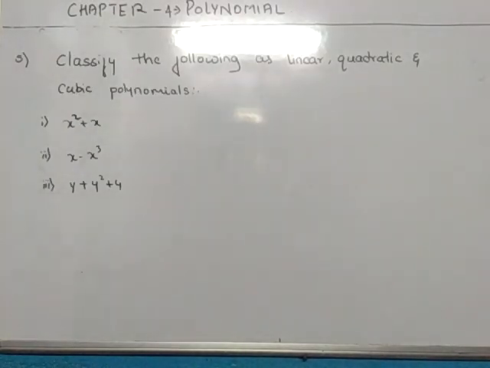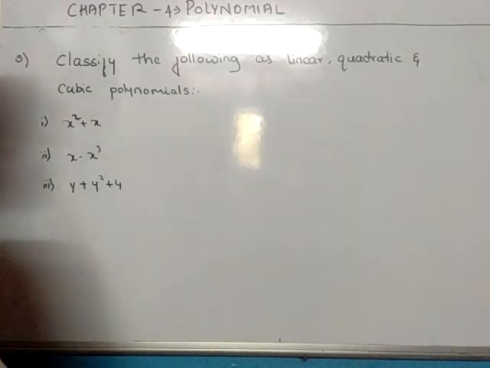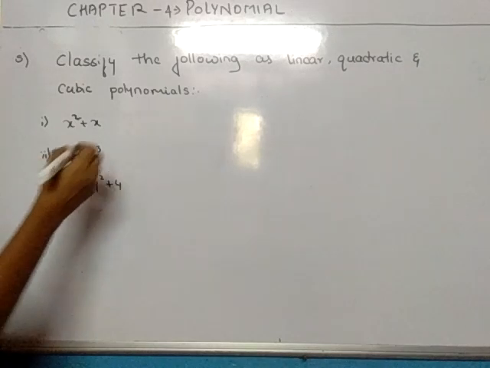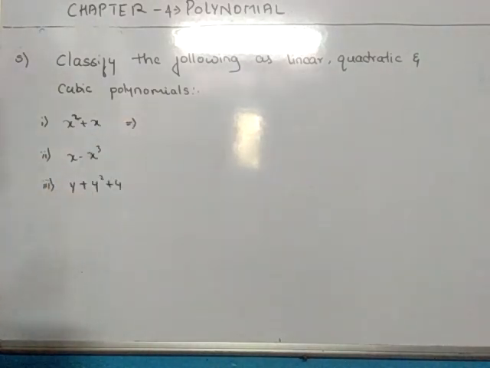Last main, that is the fifth one. Fifth main, classify the following as linear, quadratic and cubic polynomials. Here we have to check whether the given expressions are linear polynomials, quadratic polynomials or cubic polynomials, right? Linear polynomial means what? As you all know, the equation which has its degree as 1. If the equation has its degree as 1, then such polynomials or equations are called linear. You know that. Yes or no?